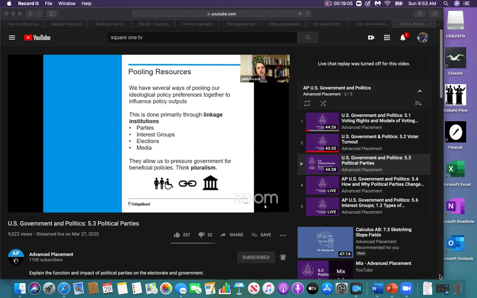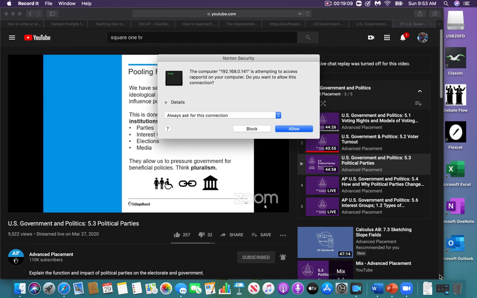So what do we need to know about this? We're pooling resources, right? Parties are here to help us pool together our ideological preferences so that we can influence policy outputs. And there are other things that help us do that too. It's not just parties. Parties are amongst the oldest, although not the oldest. We'd probably say media would be the oldest, since it was there at the time of the founding of our country. And then parties grew out of that very, very quickly, almost instantaneously.